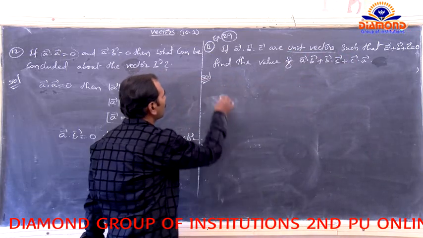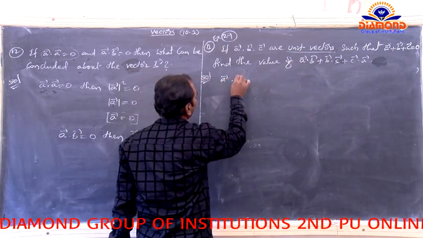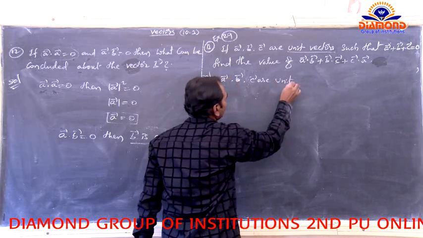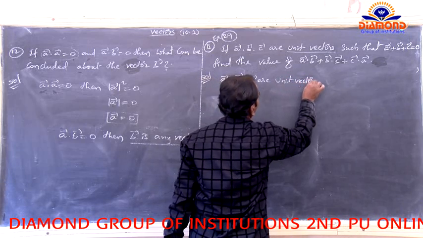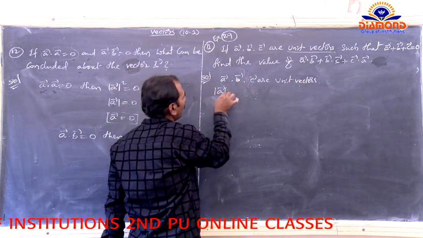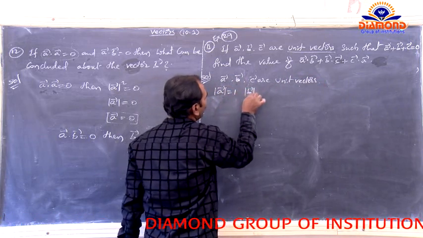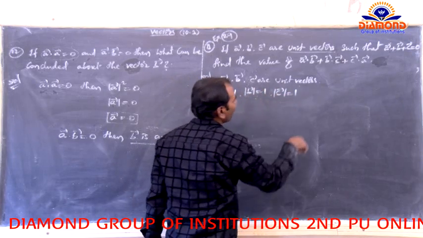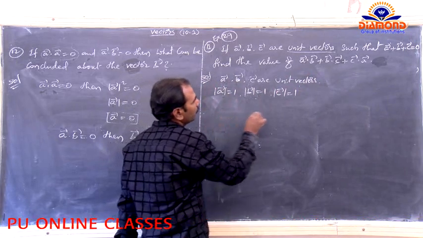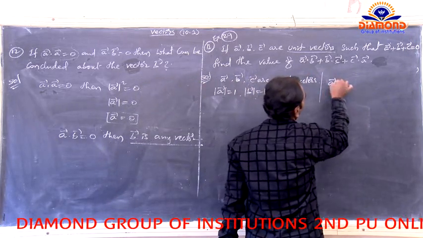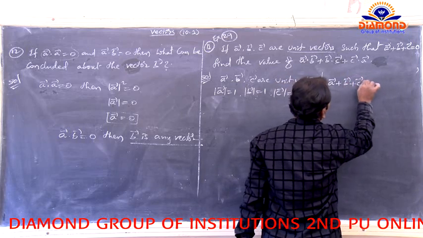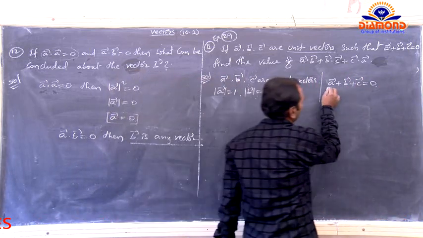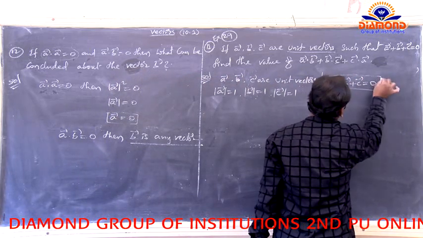First, A bar, B bar, C bar are unit vectors. Unit vector means magnitude of A equals 1, magnitude of B equals 1, magnitude of C also equals 1. And the condition is A bar plus B bar plus C bar equals 0.